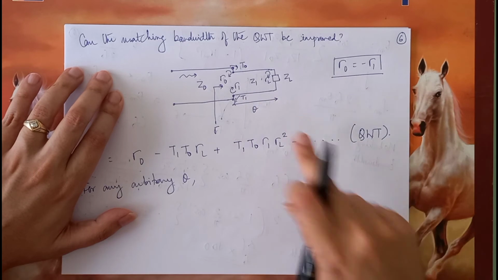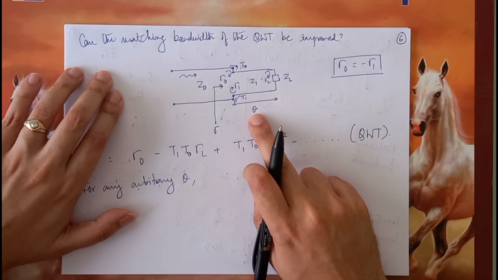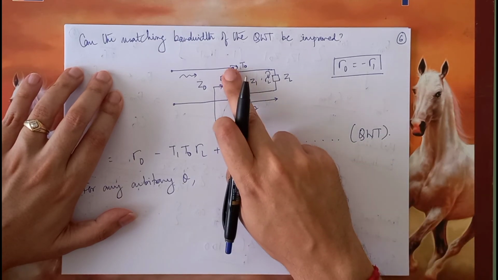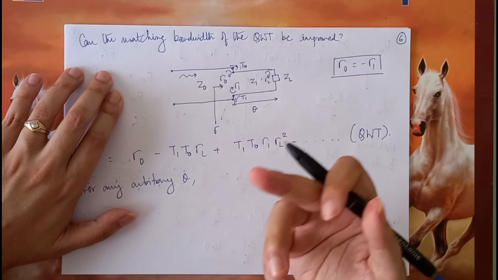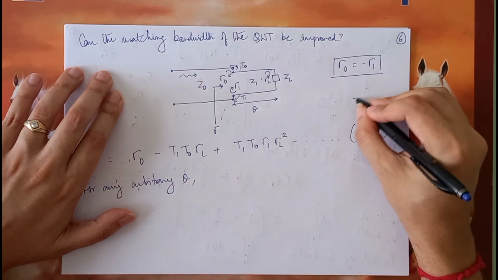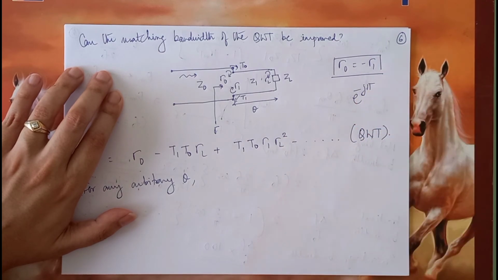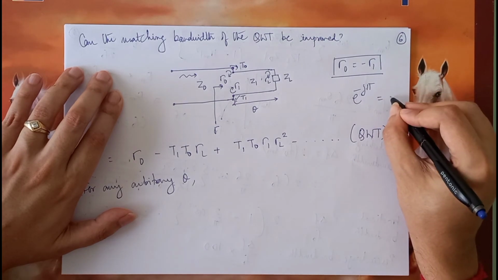So earlier, for the QWT, theta becomes pi by 2. Therefore, the phase change undergone is pi by 2 plus pi by 2, which is pi. So if I write e raised to minus j pi as my phase constant term, that is minus 1.